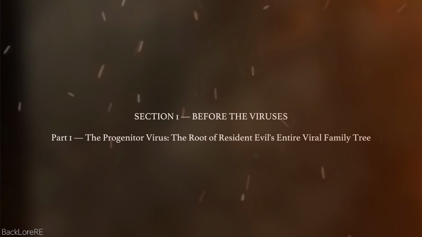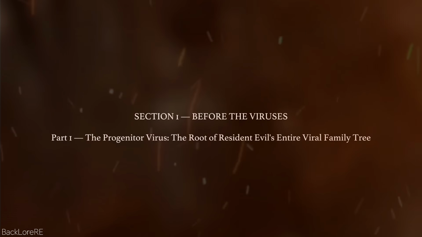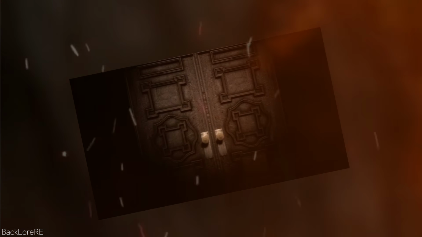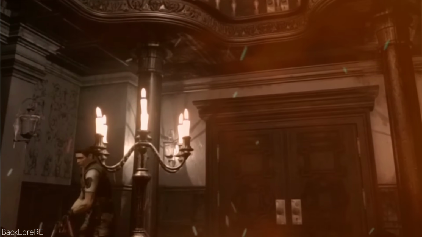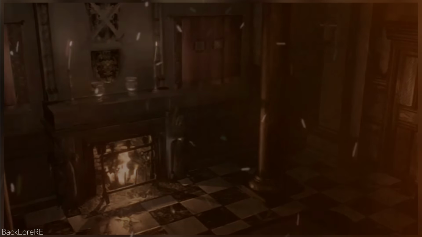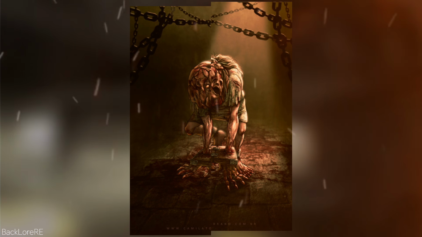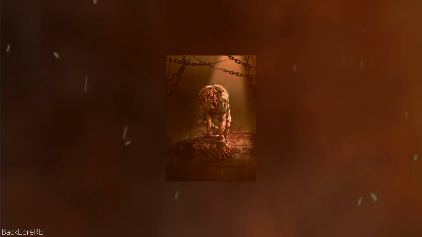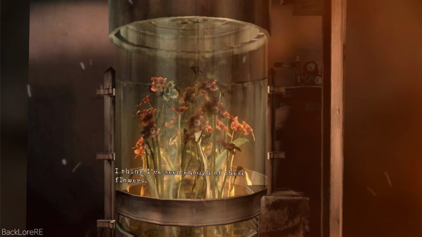Part 1. The Progenitor Virus, the root of Resident Evil's entire viral family tree. Almost every virus this franchise is known for traces back to a single source. Progenitor sits at the root of the family tree, the biological material Spencer, Ashford, and Marcus found tied to the Stairway of the Sun in Africa. G-related research, T-Veronica, and eventually Uroboros all connect back through this one origin point, even as each later strain develops its own distinct properties. What made Progenitor difficult to use directly was compatibility.